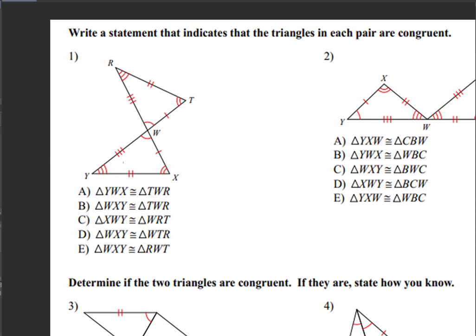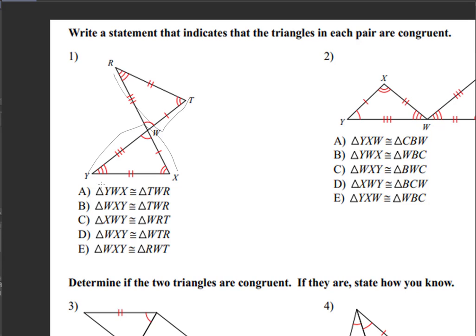So first of all, to start off with this one, you've got to figure out how this one is the same as this one. And remember, corresponding parts have to correspond. So this one here says triangle YWX is congruent to triangle TWR. So what this one is saying is that triangle YWX is congruent to triangle TWR.